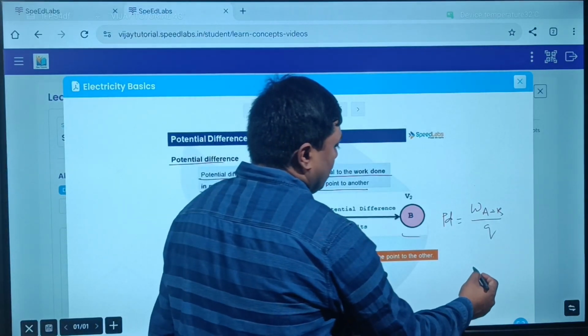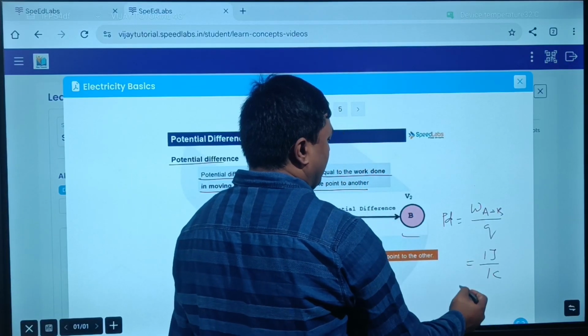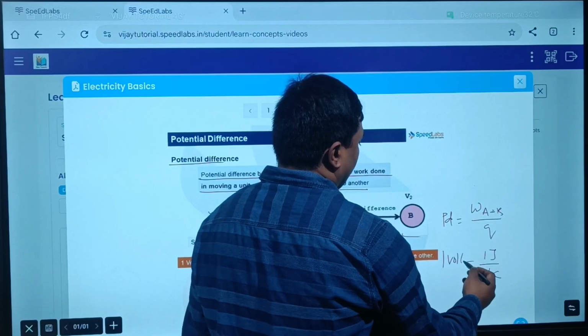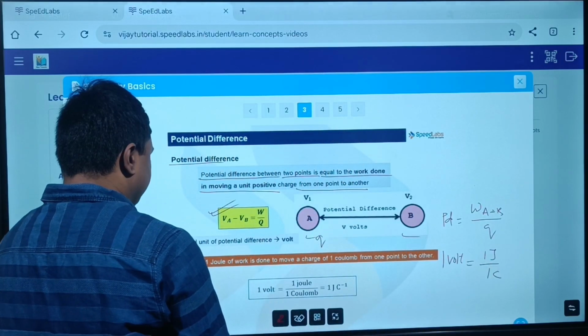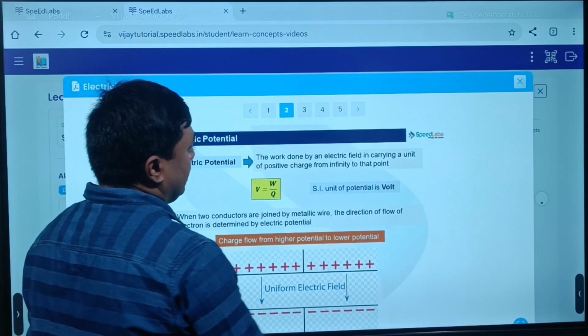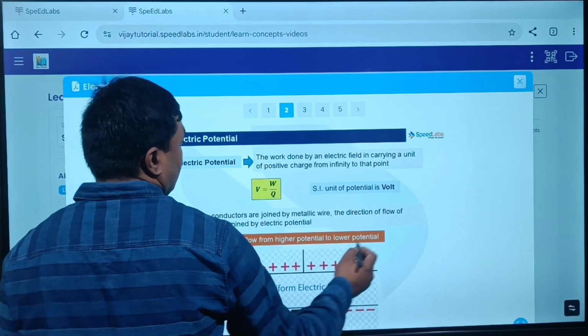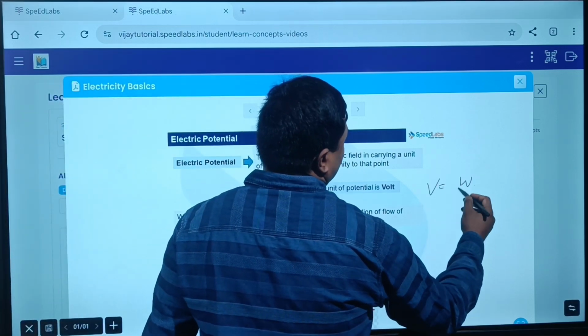Let's take, children, 1 joule of work is done to bring 1 coulomb of charge from one point to another, then the potential difference is said to be 1 volt. Similarly, here in potential, we learnt that V is equal to W by Q.